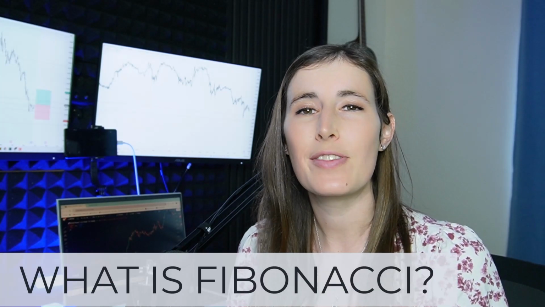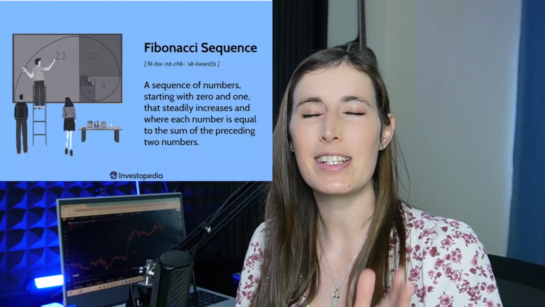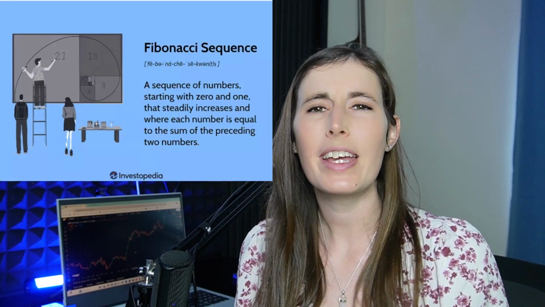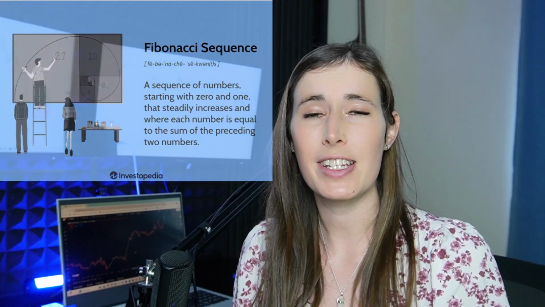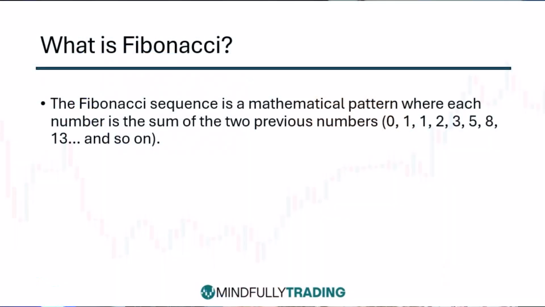First of all, what is Fibonacci? The Fibonacci sequence is a mathematical pattern where each number is the sum of the previous two numbers. So starting at 0, 0, 1, 0 plus 1 is 1, 1 plus 1 is 2, 2 plus 1 is 3, 3 plus 2 is 5, 5 plus 3 is 8, 8 plus 5 is 13, and so on.